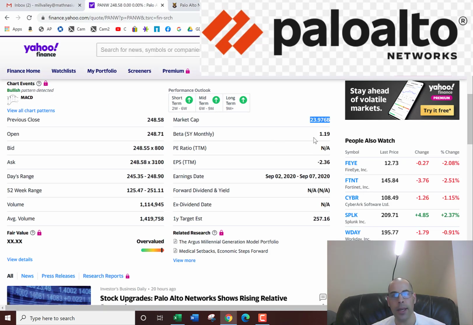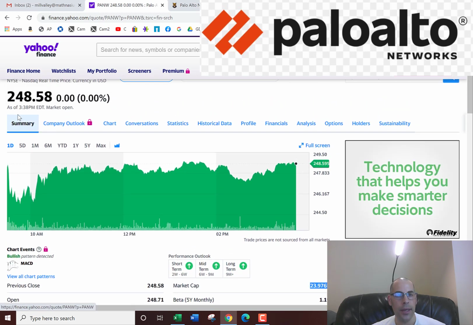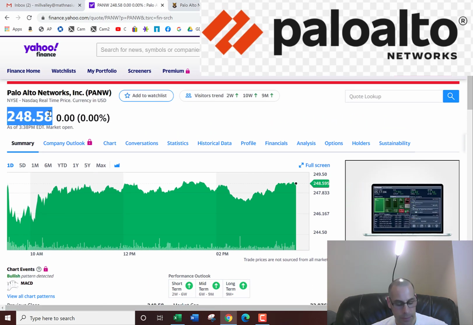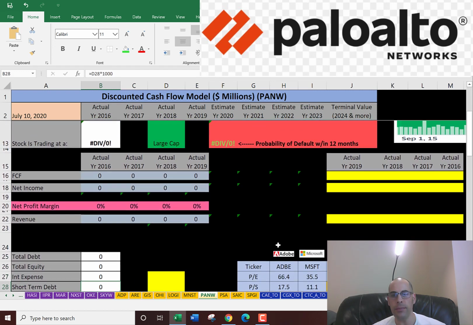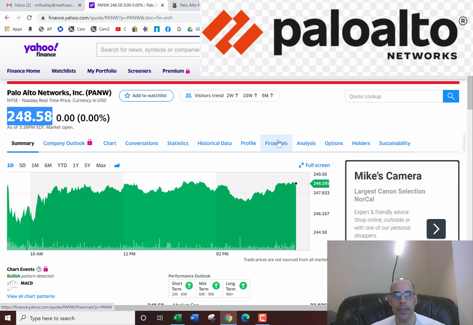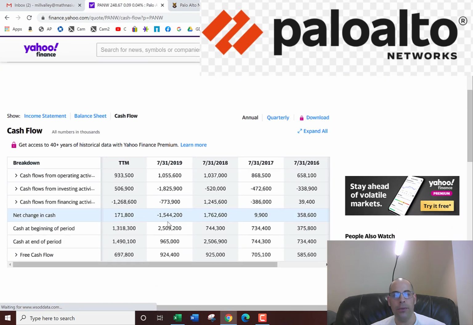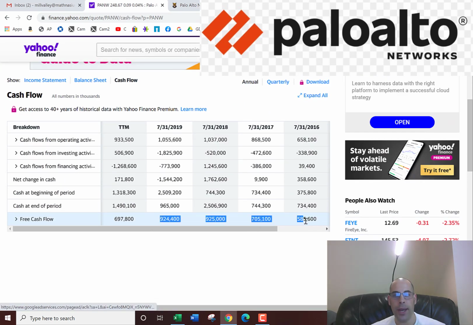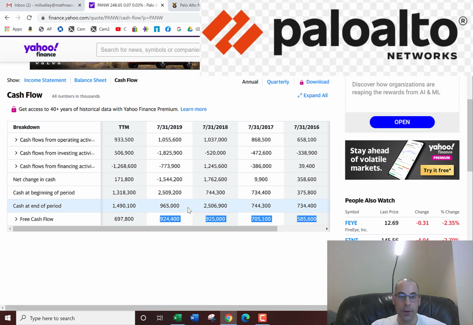This company has a market cap of $24 billion. So that's the value of the company according to the stock market. Let's see what they're trading at. They're trading at $248.58. So almost $249 a share. Next, we're going to pull the free cash flows. And free cash flow is the cash that's remaining after operating a business and paying for capital expenditures. So it's important you invest in companies with positive free cash flow, because if you owned a business, wouldn't you want extra cash left over after paying your expenses?